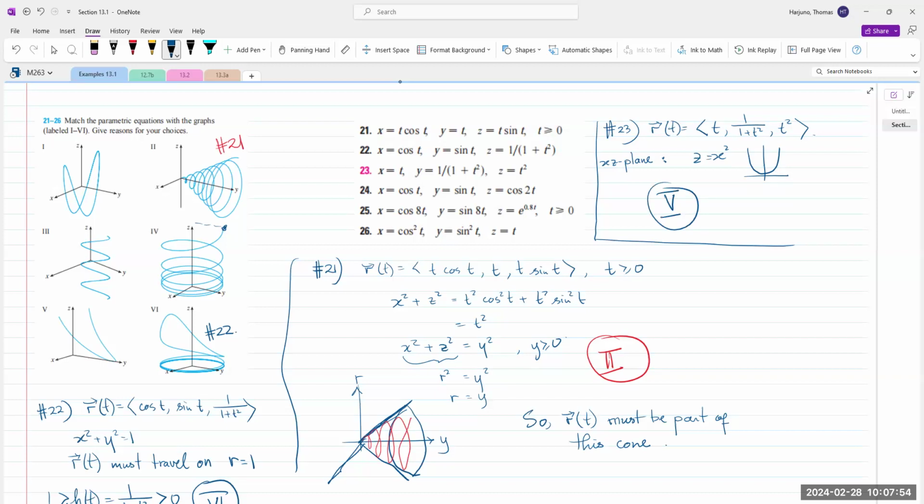Now we can also see that if we try to do the yz plane projection, then you will see y equals 1 over 1 plus z. Is it right?